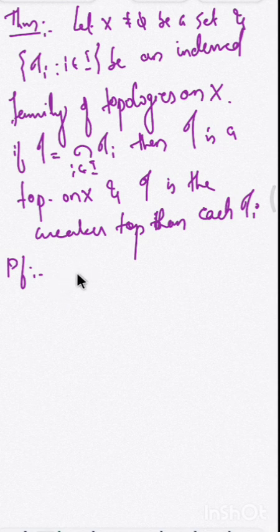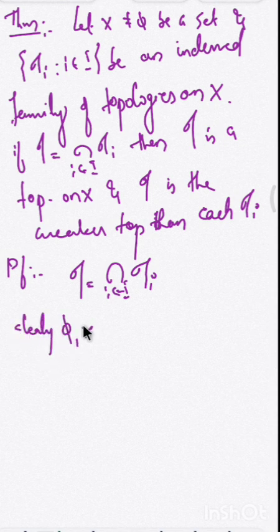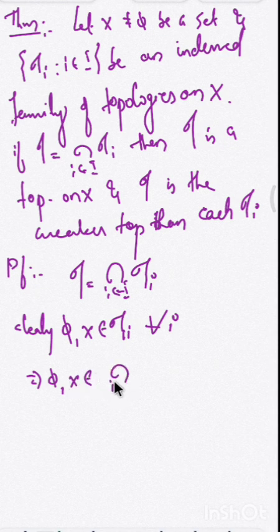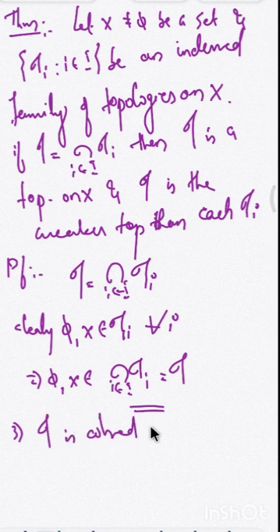To prove tau is a topology, we have to verify 4 axioms. What is tau? The intersection over i in I of tau_i, and each tau_i is a topology on X. Clearly, the full set and empty set belong to tau_i for every i. Why? Because each tau_i is a topology, it should contain the empty set and full set, which implies they belong to the intersection of tau_i, which is equal to tau. So the first 2 axioms can be verified easily. Now for the third axiom, tau is closed under arbitrary union.